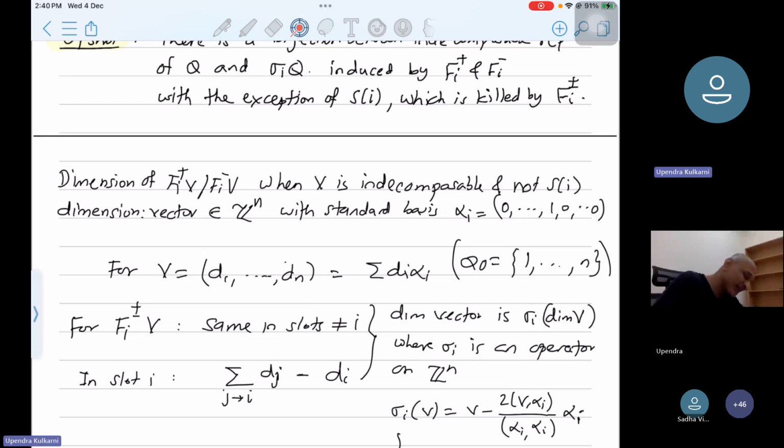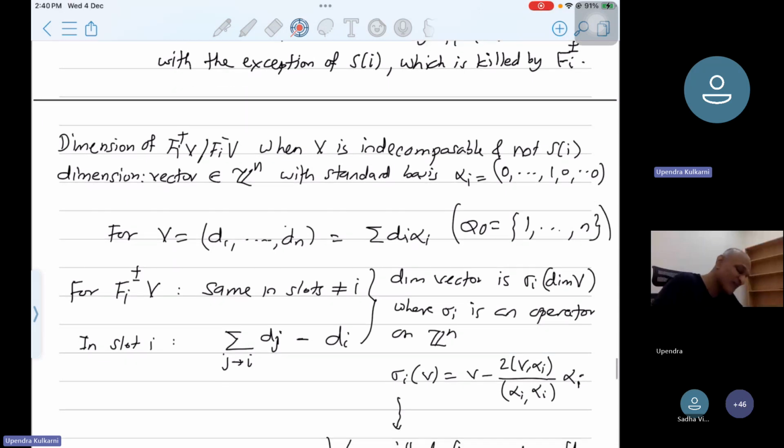I had half a mind to try to worm our way to something, but I will not do that. So this is the story. What we are going to do is realize that this new dimension vector is the summation of dl alpha L for all L other than I, but in slot I we write this. So you see, it changes only slightly, only in slot I.